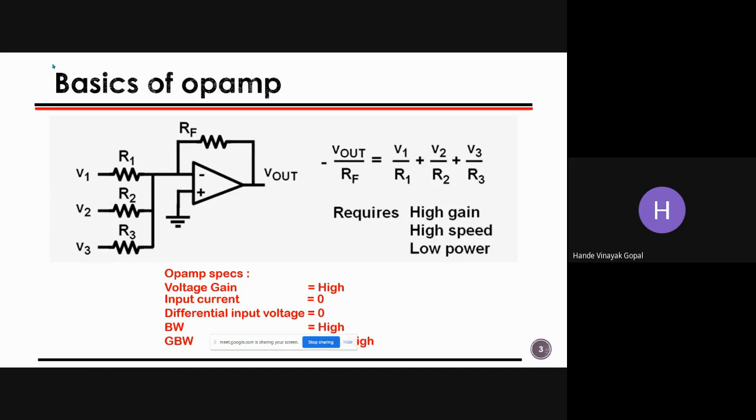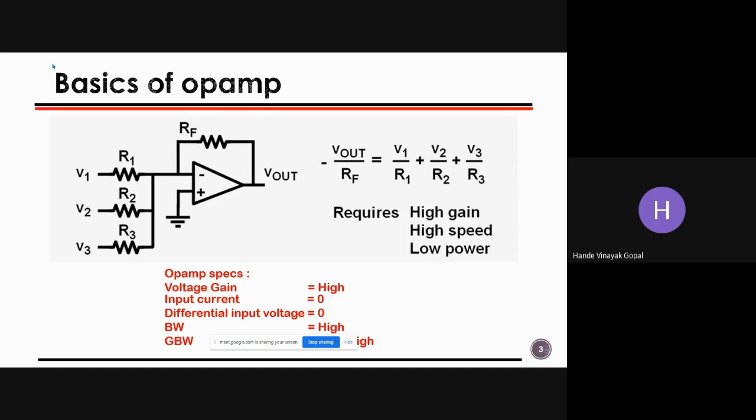Because BJT has an exponential relationship between the voltage and current, so we'll again get very, very high speed, but again you have to lose the input impedance, right? Because if input current is zero, that means it has high input impedance. And for the time being, we can say that I'm using the MOSFET so that I don't have to worry about it. After that, differential input voltage is zero.